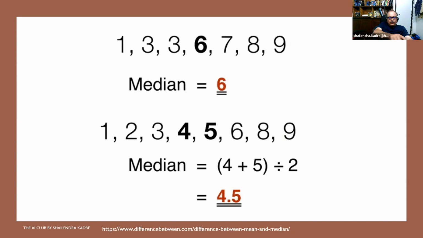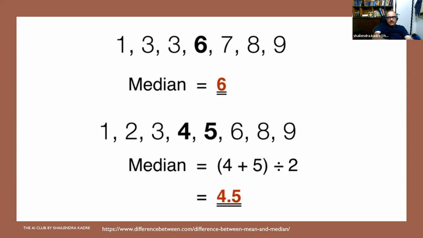Now see the example below. How many numbers are there? 8 numbers are there, right? 1, 2, 3, 4, 5, 6, 8, 9. So there are a total of 8 numbers, so that is an even count. So how to calculate it? The middle two numbers you have to take: 4 plus 5 divided by 2.